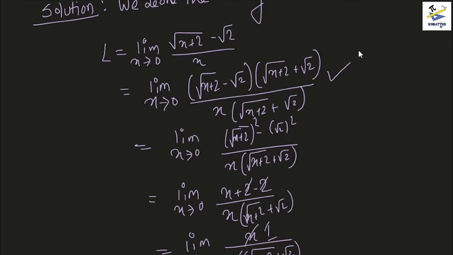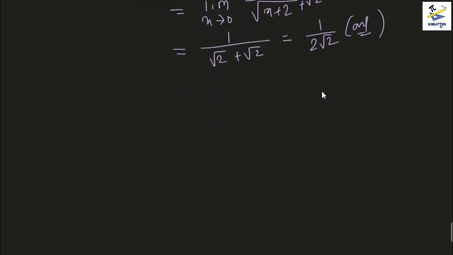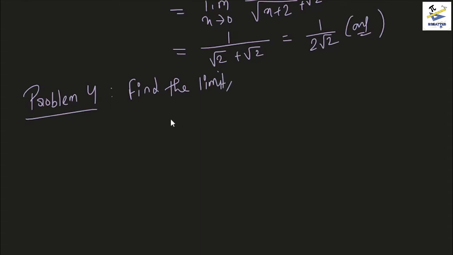Okay, so let us do another one. Problem 4 would be something like, find the limit as x tends to infinity of (e to the power x plus e to the power minus x) by (2 plus e to the power x).